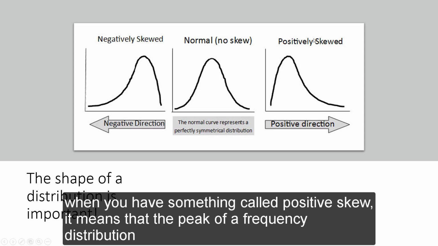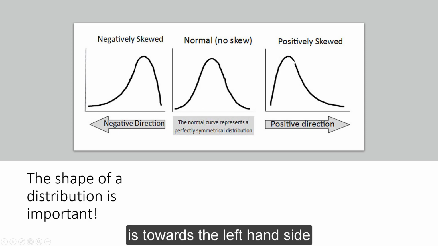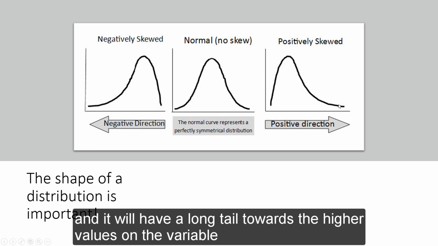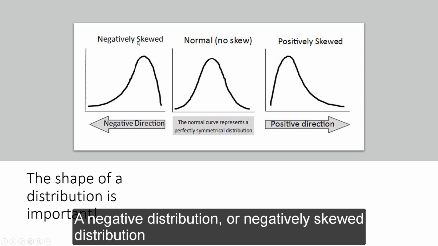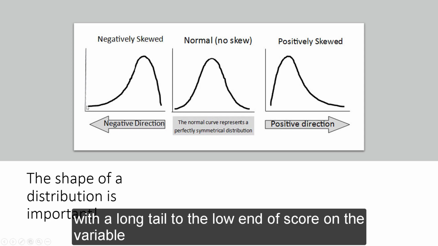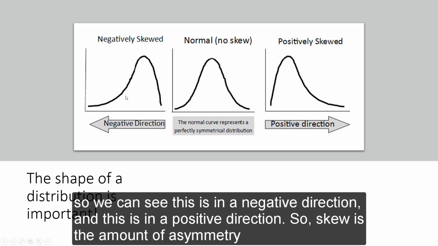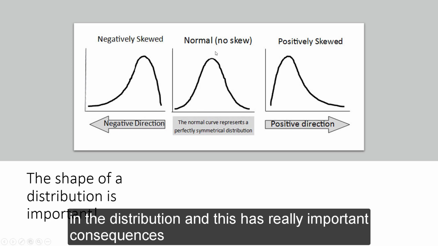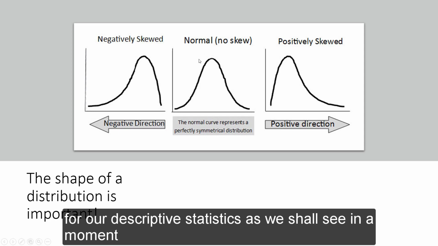When you have something called positive skew, it means that the peak of a frequency distribution is towards the left-hand side, and we'll have a long tail towards the higher values on our variable. In a negatively skewed distribution, we have a peak at the higher end of our scale with a long tail to the lower scores on the variable. So you can see this is in the negative direction, this is in the positive direction. Skew is the amount of asymmetry in the distribution, and this has really important consequences for our descriptive statistics, as we'll see in a moment.